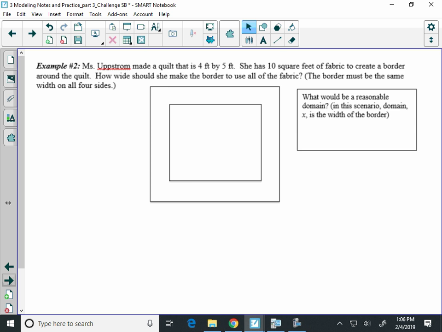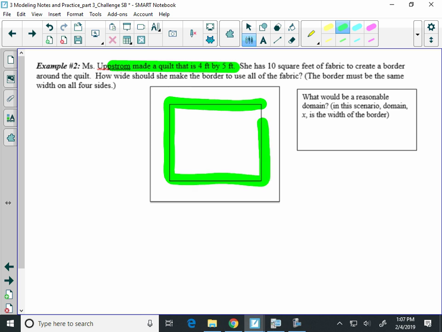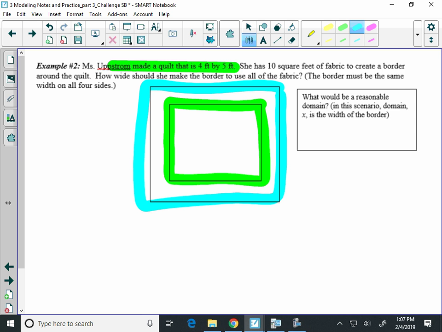She makes a quilt that is 4 feet by 5 feet. Okay? So she has a quilt. Now, if you don't understand this diagram, because you don't know quilts, let me explain this to you. The quilt is 4 by 5 feet. The quilt part is this inner box. When you have a quilt, there's an inside part, and then there's a border. The border around the quilt is this outside rectangle. And that border, she has 10 square feet of fabric to make the blue border for her quilt.